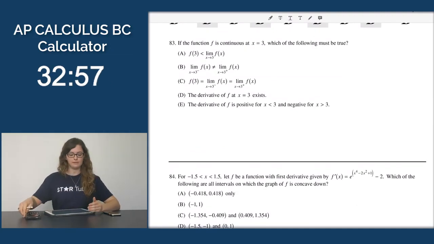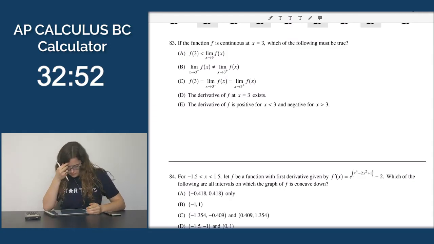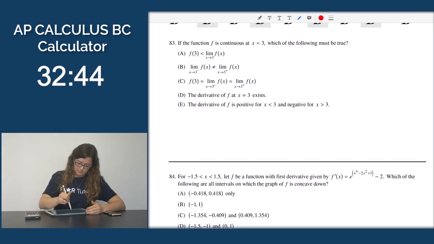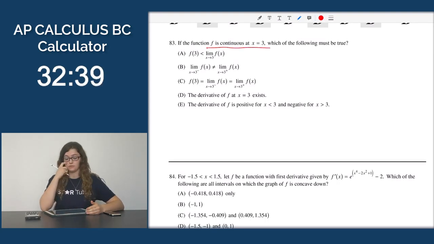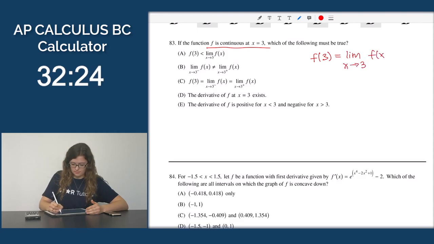83. If the function f is continuous at x equals 3, which of the following must be true? Okay, so they're not giving us a ton of information here. Let's remember what it means for a function to be continuous at x equals 3. That means quite a few things. First of all, it means that the value of the function at 3, so f of 3, has to be equal to the limit of the function as x approaches 3. That's what it means to be continuous at 3.